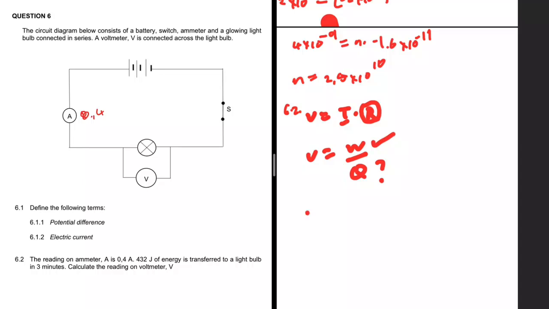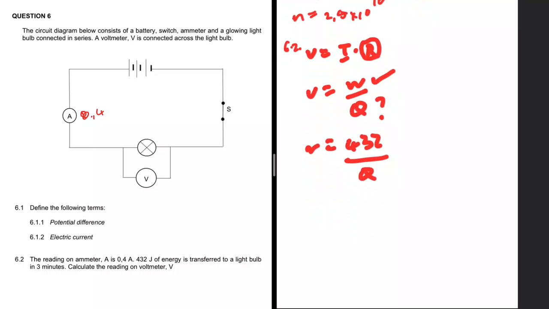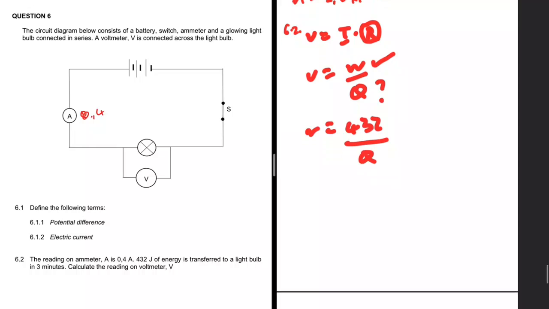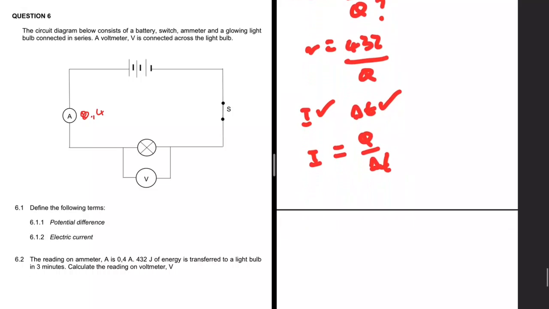So take a look at this. We have V equal to 432 joules divided by the charge. What this question actually wants us to do is to calculate the charge, because as soon as we have the charge, it should be easy to calculate the reading on voltmeter V. So what information are we given? We are given the current and we are given the time. Remember the definition: current is the rate of flow of charge. So what does that mean? It means that I equals Q divided by the change in time. That's what we mean when we say current is the rate of flow of charge.